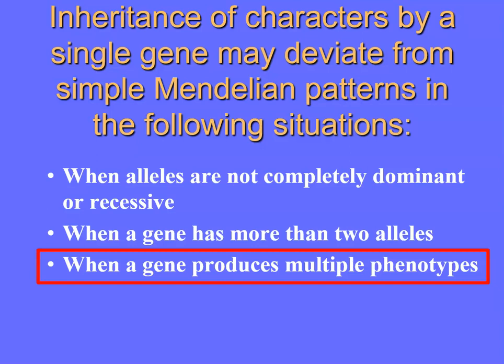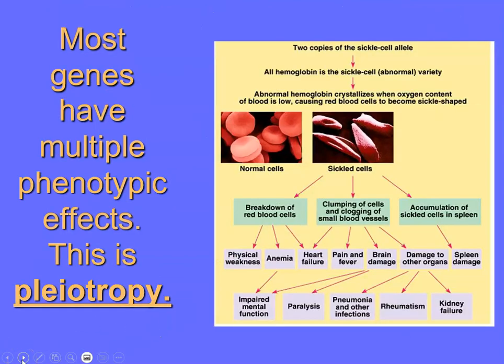Let's continue talking about some types of inheritance that are different from simple Mendelian patterns of genetics. So for this lesson, we're going to be looking at scenarios and examples when a gene produces multiple phenotypes. Most genes do have multiple phenotypic effects on an organism, and this is a phenomenon called pleiotropy.